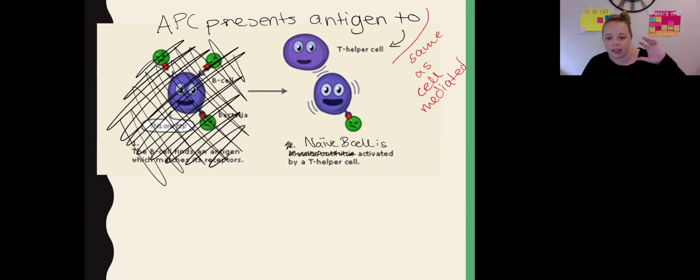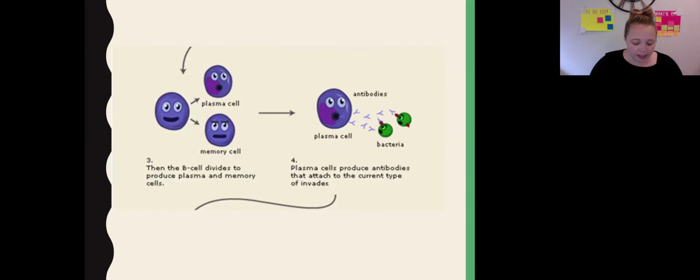So what happens is the antigen presenting cell, so this could be a macrophage, it could be a dendritic cell, any one of those from the innate immune system. The APC presents its antigen to a T helper cell, and then the T helper cell activates a B cell. Now, what the B cell does is it divides to make two different types of cells. So this is the same as the T cells.